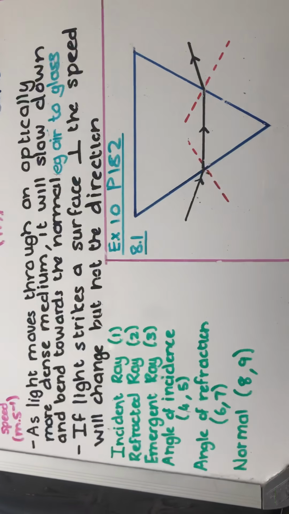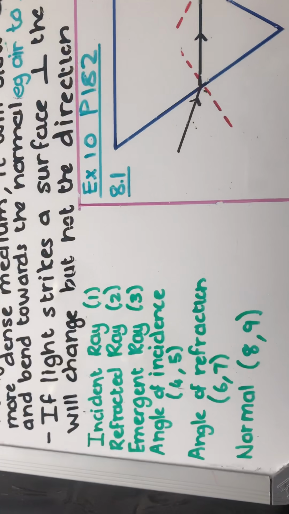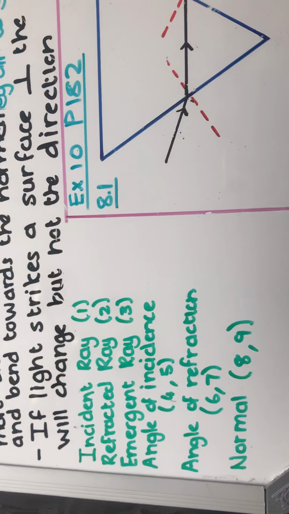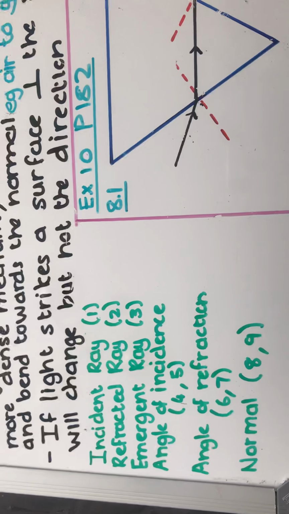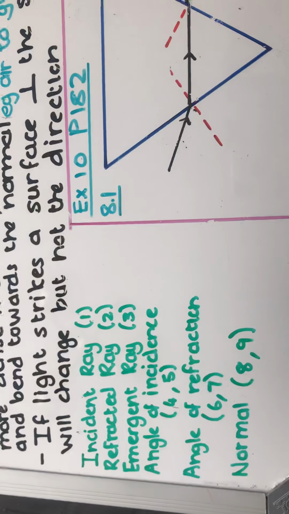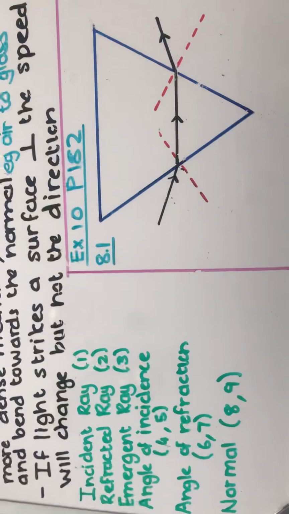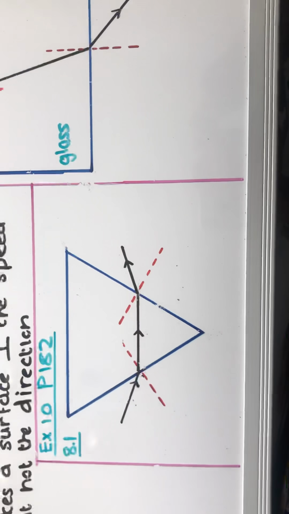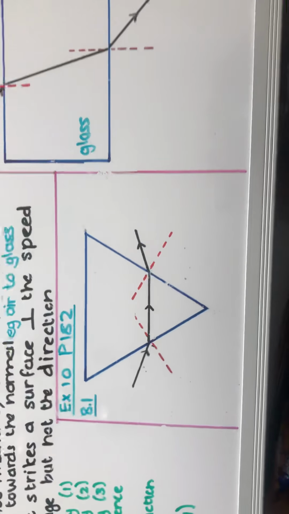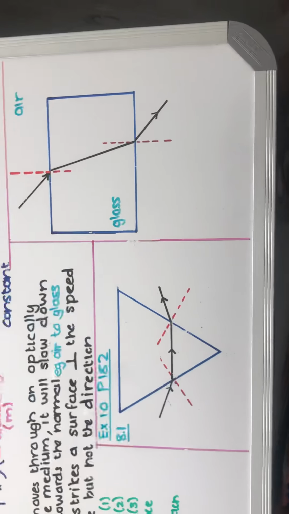The following terms are important when drawing diagrams concerning refraction: the incident ray, the refracted ray, the emergent ray, the angle of incidence, the angle of refraction, and the normal. So we are going to use these two diagrams and indicate the various terms on the diagrams. Let us first look at the diagram to my right.